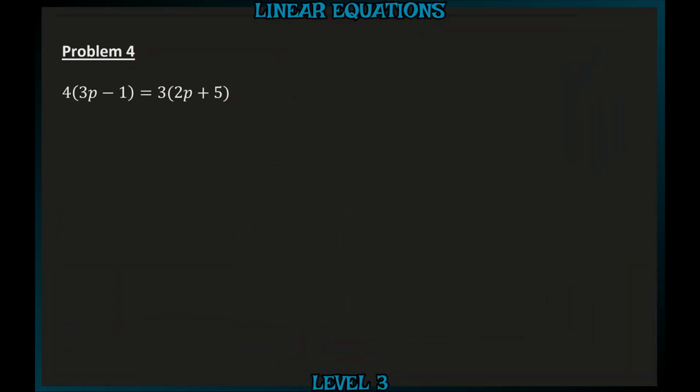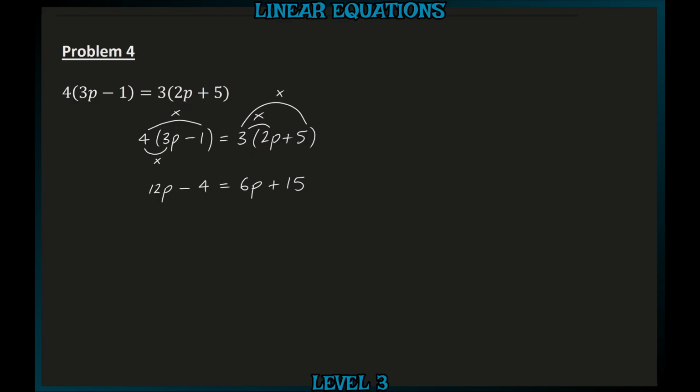In problem 4, we're solving the equation 4(3p - 1) = 3(2p + 5). To start, on both sides of the equation we have brackets, so it helps to first remove these. So on the left we can multiply 4 by 3p to start expanding these brackets, and 4 times 3p gives us 12p. 4 times - 1 gives us - 4. Then on the right, 3 times 2p gives us 6p, and 3 times 5 gives us 15. So we have + 15.